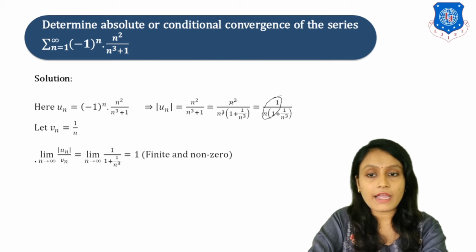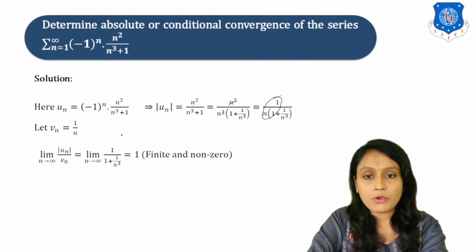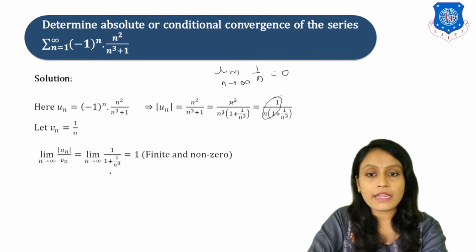Next, we will find limit n tends to infinity mod Un upon Vn. So this 1 upon n will get cancelled. What remains is limit n tends to infinity 1 upon 1 plus 1 upon n cube. And we know that limit n tends to infinity 1 upon n is equal to 0. So this term is 0, and what remains is 1. So it is a finite and non-zero term, right?